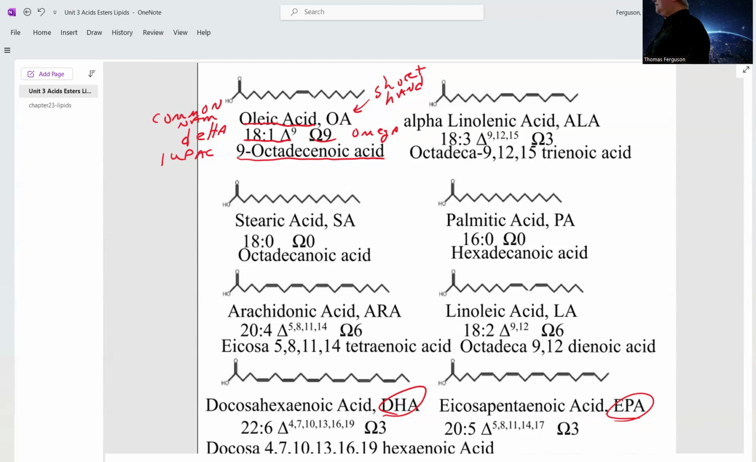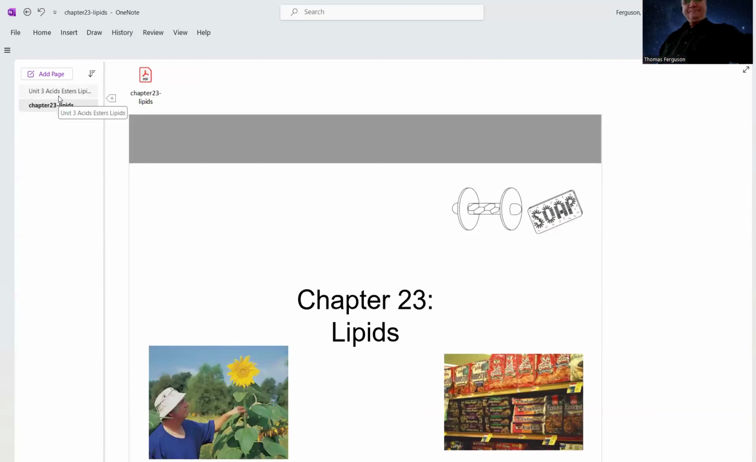Okay, are there any questions about this naming convention? It's very different than what you've probably seen ever before, especially this delta. Okay, so let's jump over. Let's talk about lipids now.